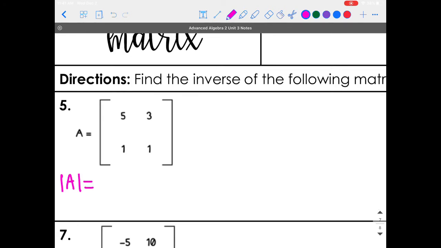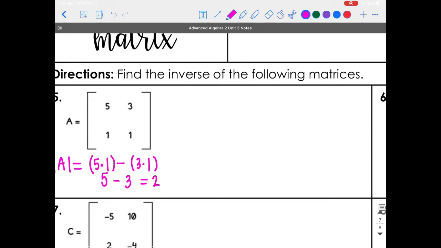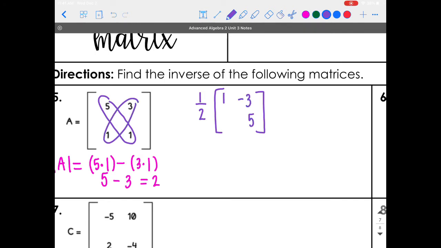So first thing I have to do is find the determinant of A. 5 times 1 minus 3 times 1. 5 times 1 is 5, minus 3 is 2. So my determinant is 2. So I have 1 over 2. Now the 5 and the 1 switch places. The 3 and the 1 switch signs. And then we go ahead and multiply each of those by 1/2.